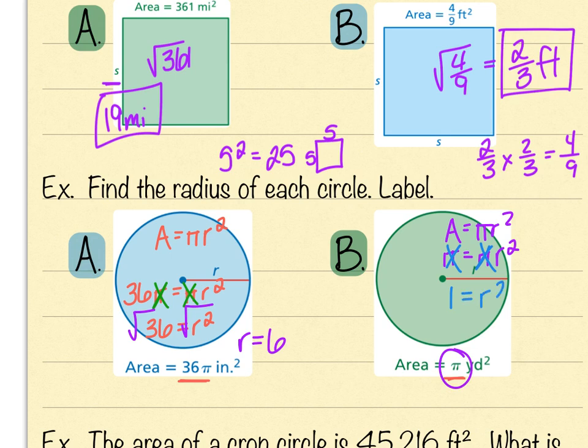So if 1 equals r squared, square rooting both sides would tell you that the radius of the square is 1. So I'm doing a lot of work here just to show you why we get the answer of 1 yard. I didn't label this last one. It should be 6 inches. So 6 inches is the radius for that one. 1 yard is the radius for our green circle.